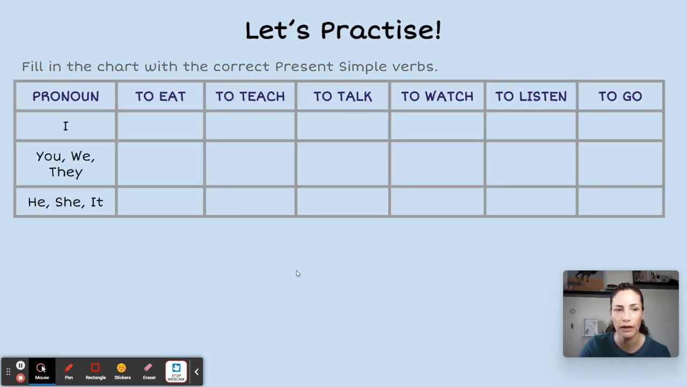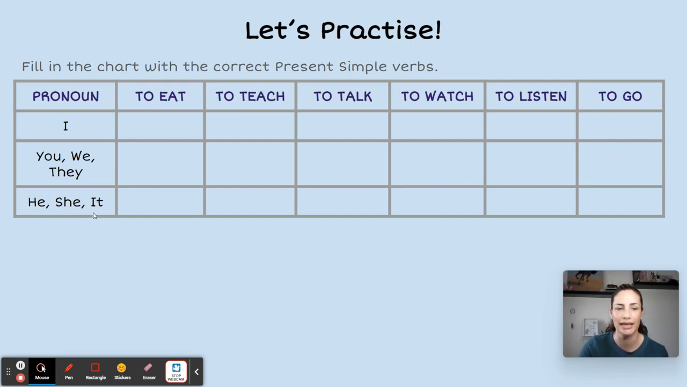Here's our chart. Okay, this is our chart. And the instructions or the directions say to fill in the chart with the correct present simple verbs. So we have our pronouns. Okay, we have our pronouns I, you, we, they. And then we have our third person singular pronouns, he, she, it.